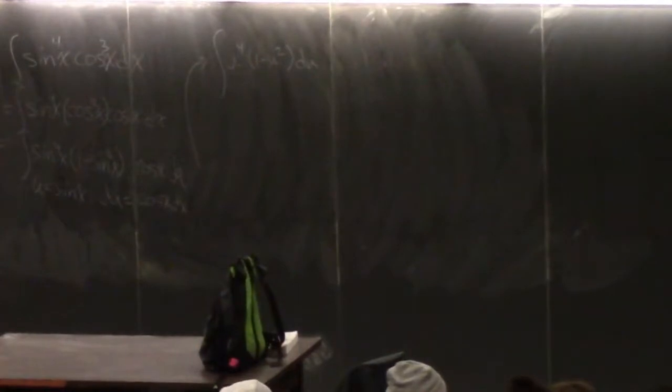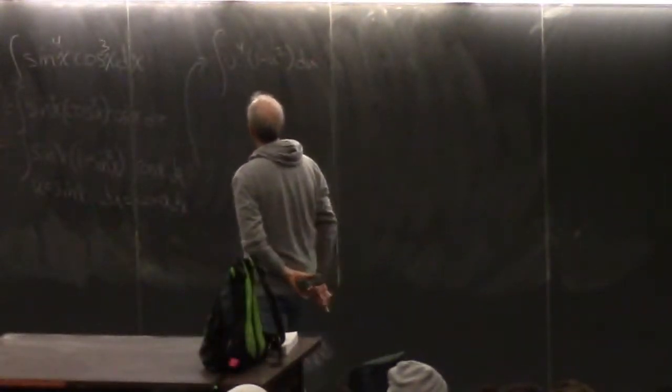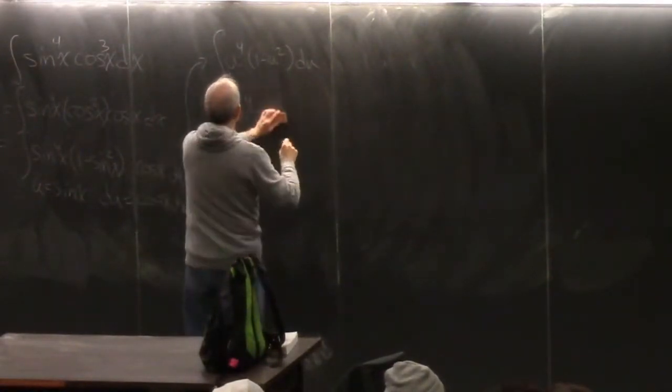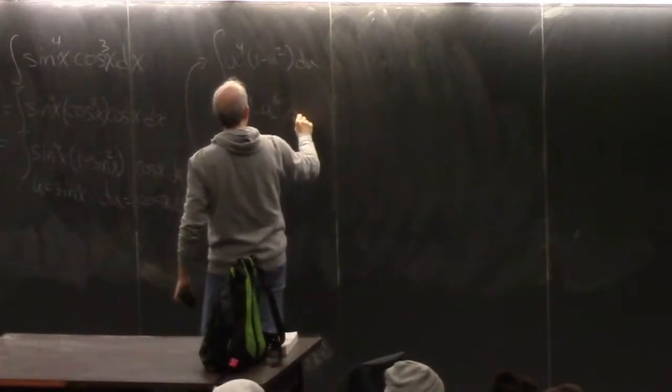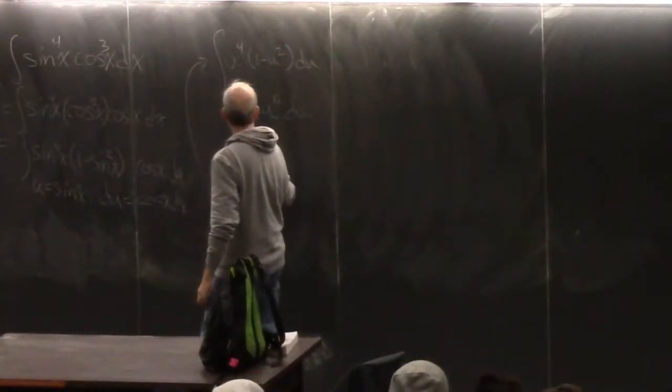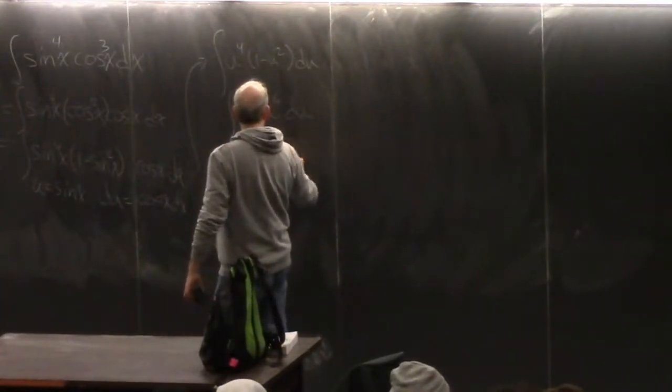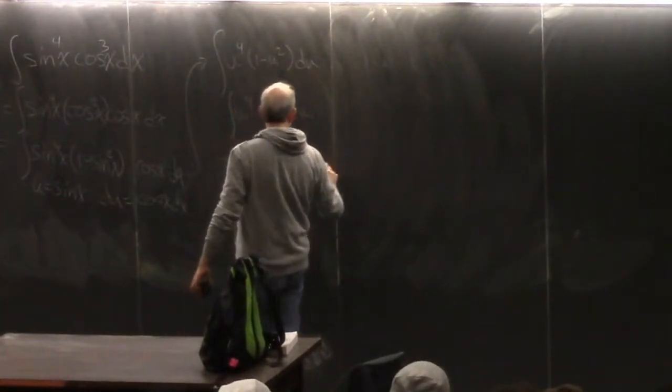Isn't it? Now you just distribute the u's. So make that u to the fourth minus u to the sixth du. And that is u to the fifth over 5 minus u to the seventh over 7 plus c.